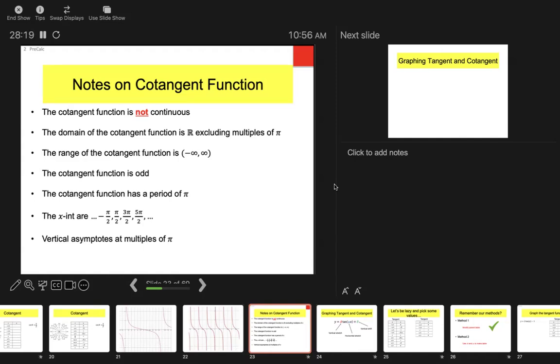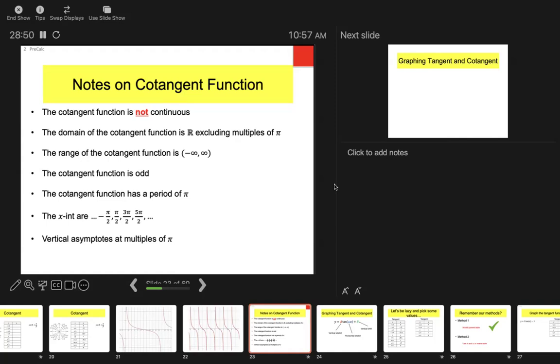Remember, for tangent, it was for odd multiples of pi over 2. For cotangent, it's all the multiples of pi: negative 3 pi, negative 2 pi, negative 1 pi, 0, 1 pi, 2 pi, 3 pi, 4 pi. We still get all real numbers for the range. It's O, E, O, so it's still odd. It has a period of pi, or 180 degrees.